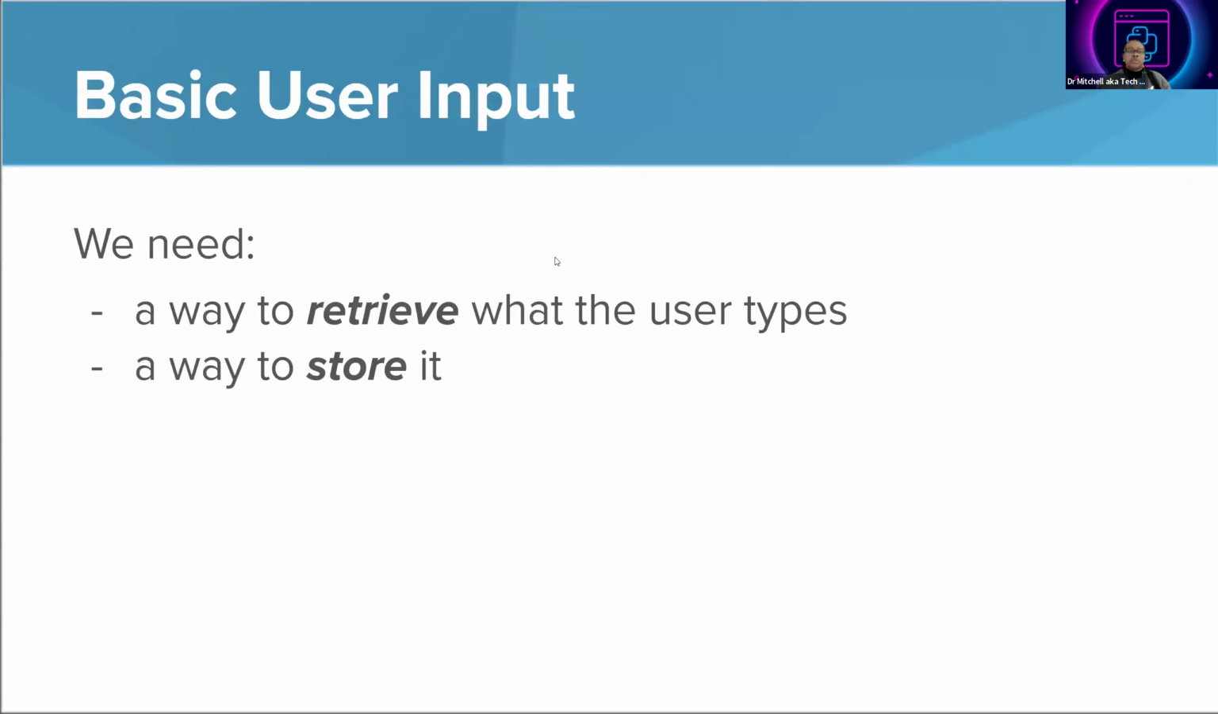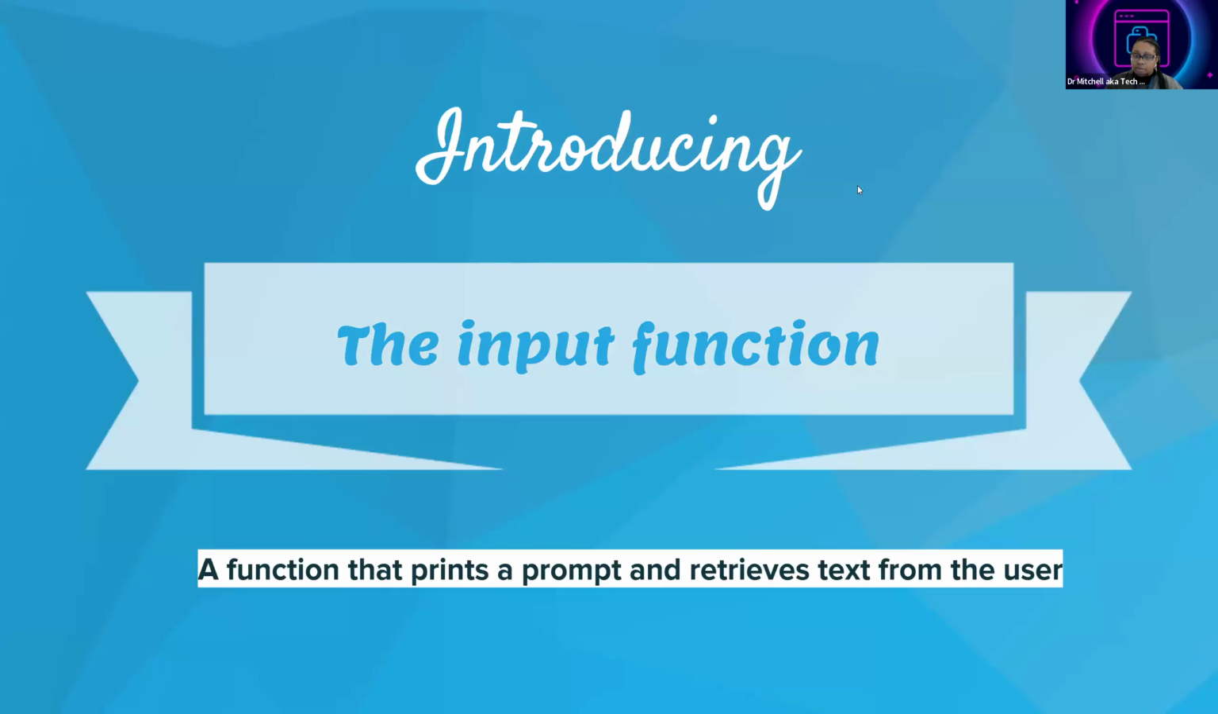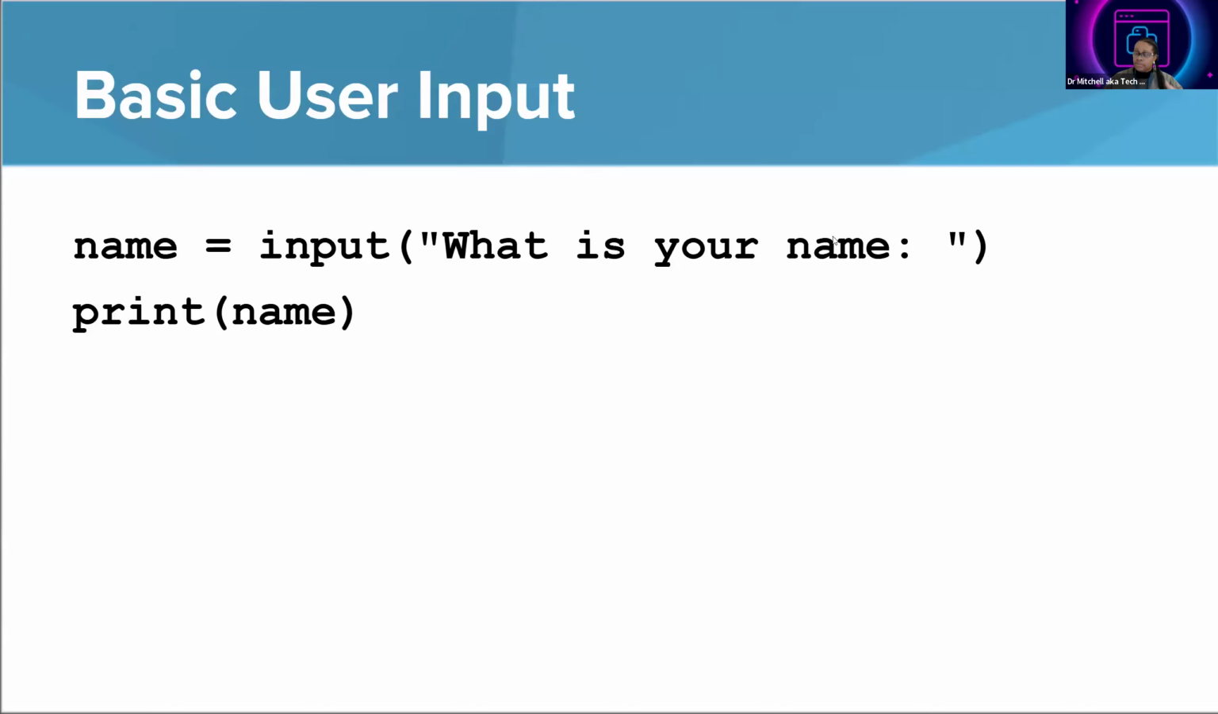When we are doing basic user input, we need a way to retrieve what the user types. Like I had mentioned, a variable is like storing information in a jar, so you can keep it for later. So we store it in, and we want to classify this as the input function. This is a function that prints a prompt and retrieves the text from the user. It's that user input. You don't know it, but the user knows the information.